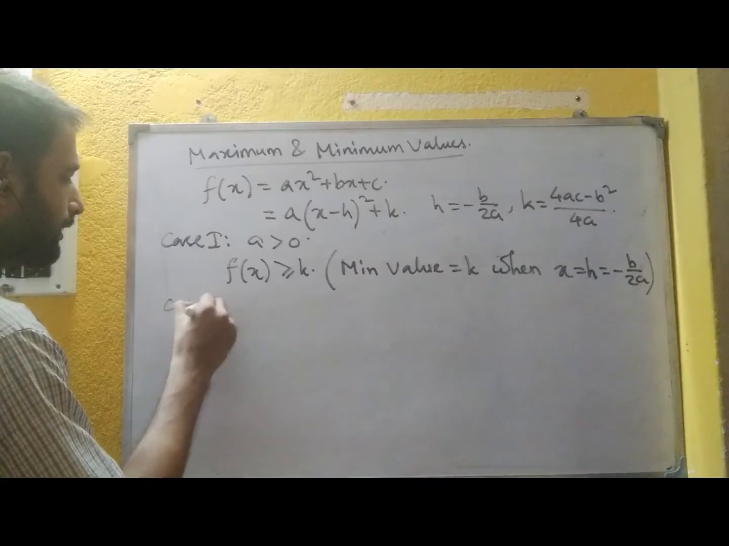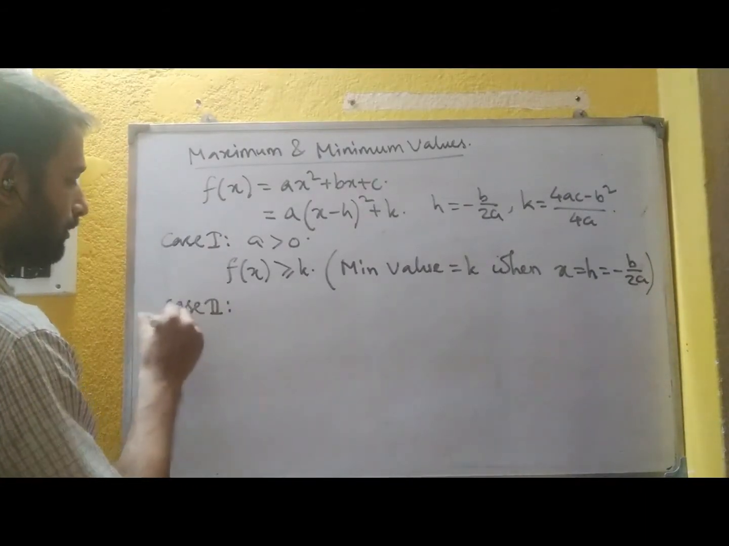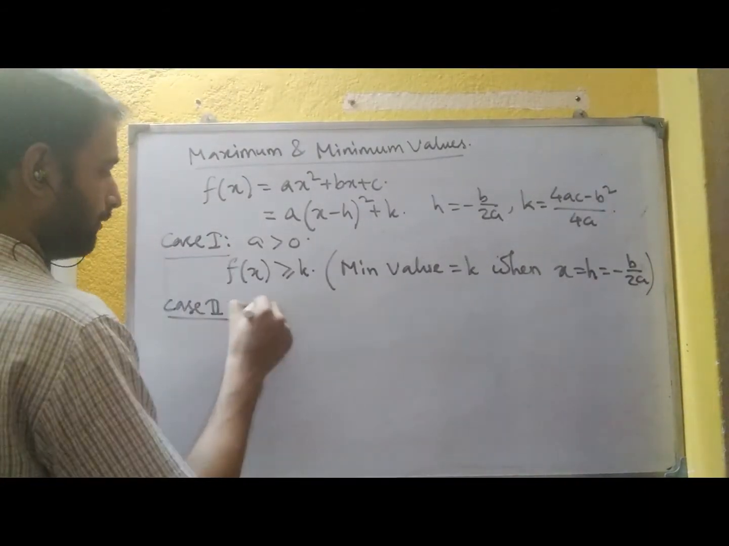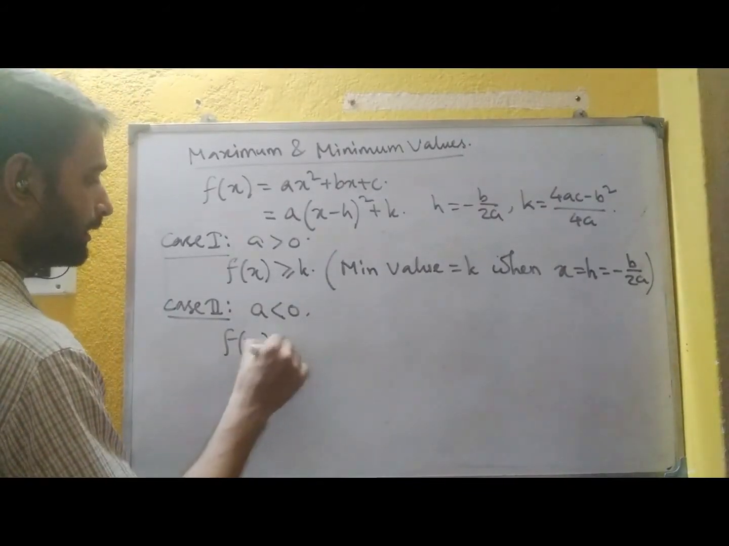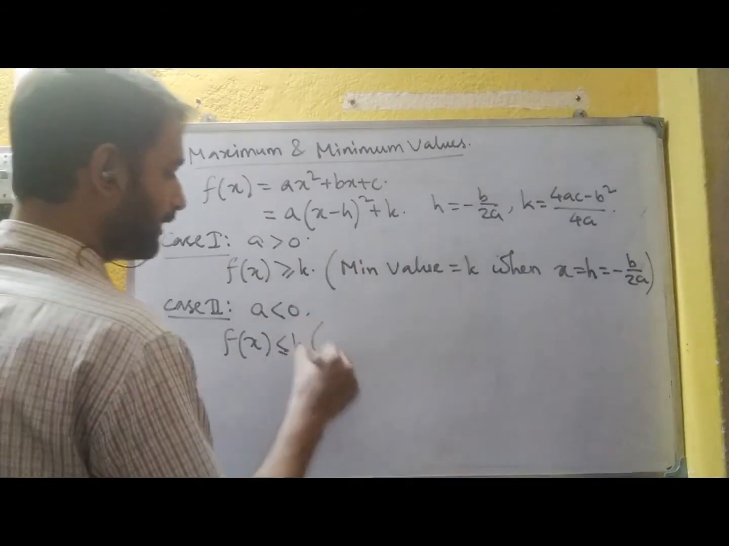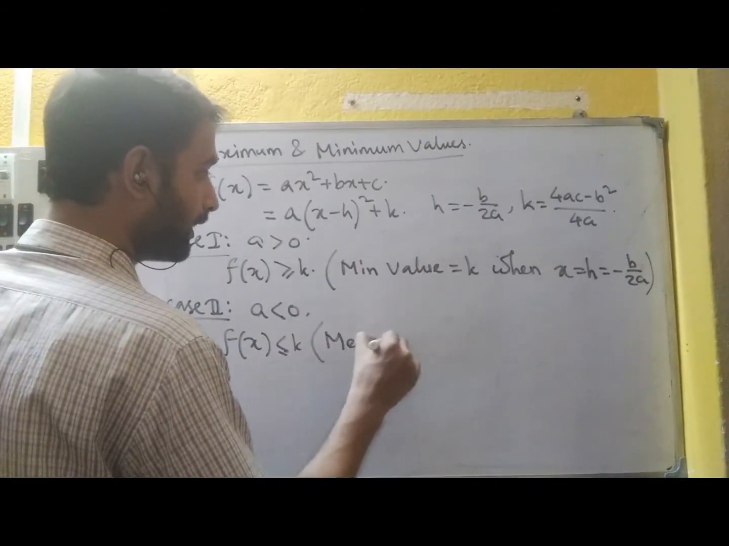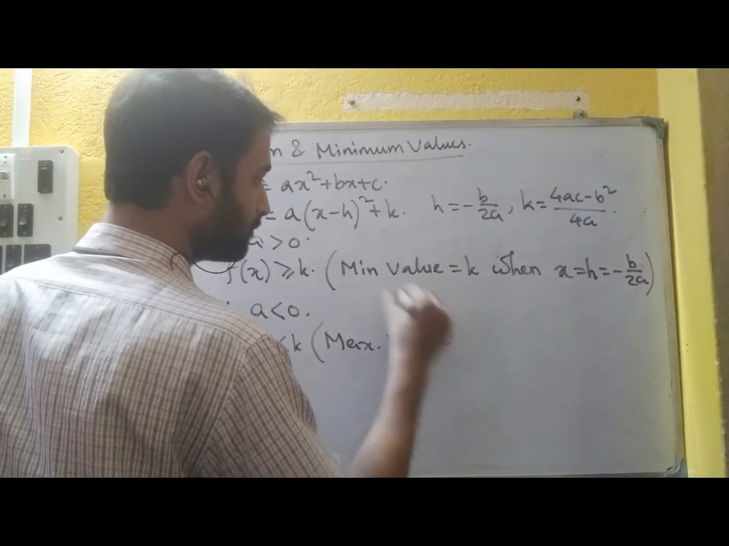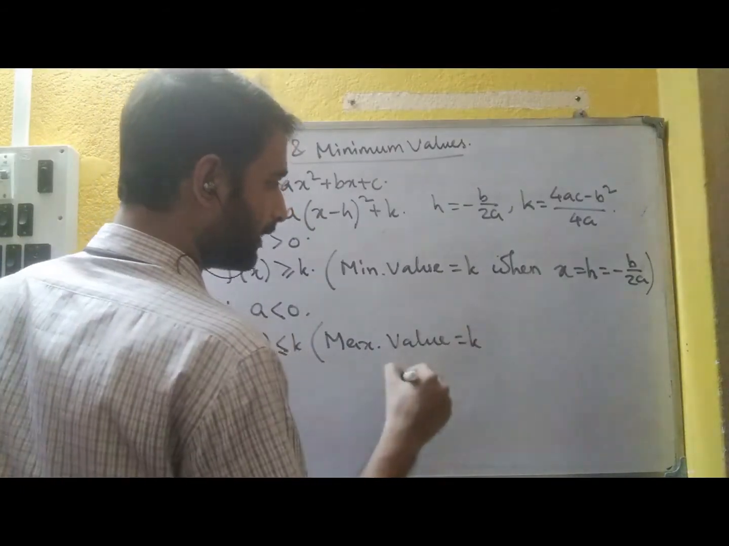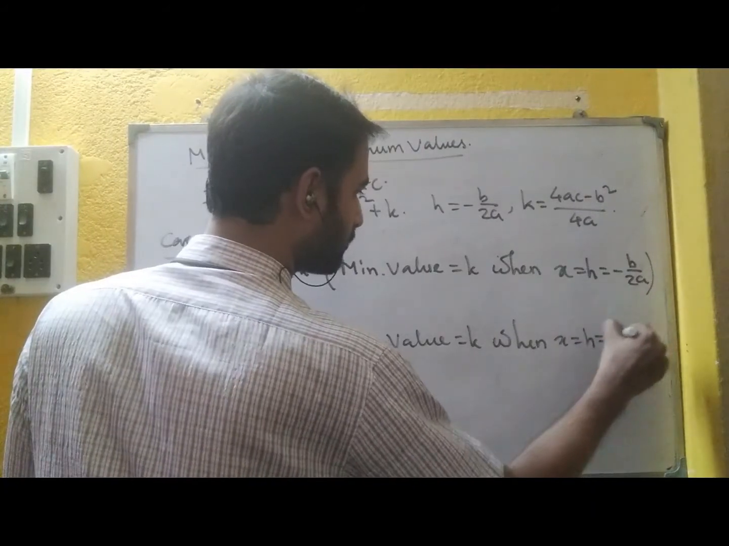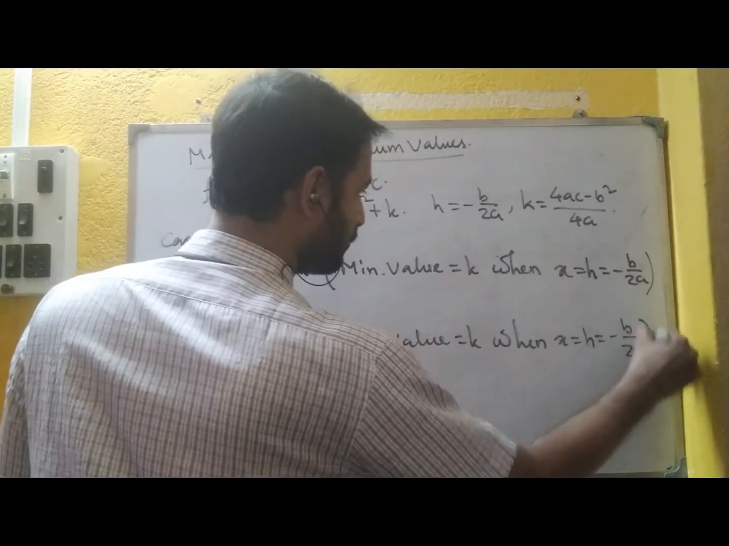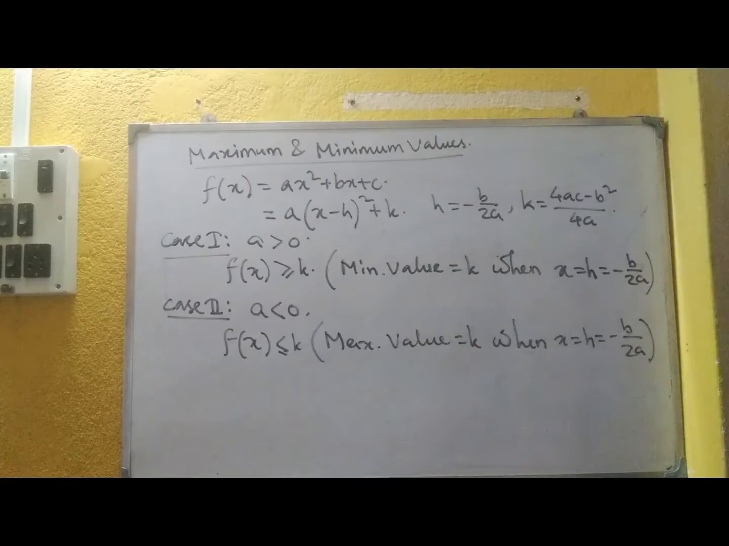And in case 2, we have seen that when a is less than 0, we can show that f(x) is less than or equal to k, and in that case we are saying that we are having the maximum value as k, when x is equal to h, which is minus b by 2a. So these are the two situations when we are having the maximum and the minimum values.